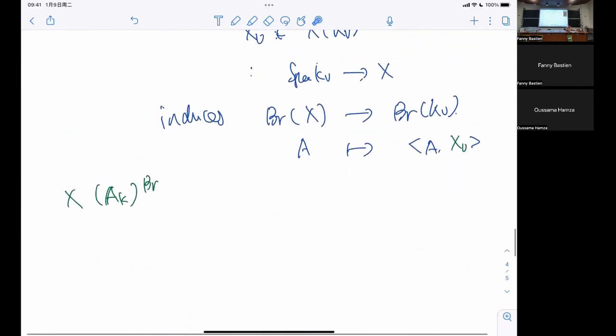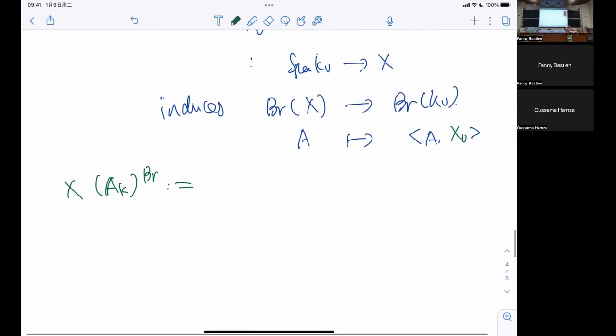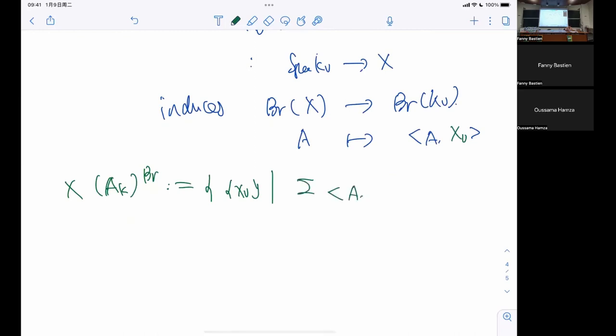Okay, so here I'll just write the definition with respect to adelic points. So this is the set of local points such that the sum of this pairing under this invariant map is equal to zero.